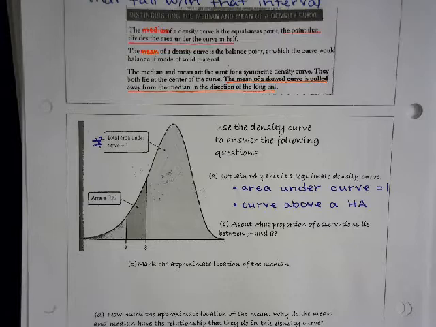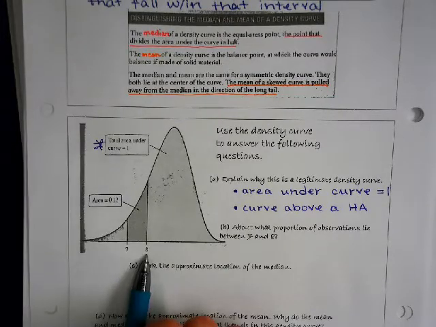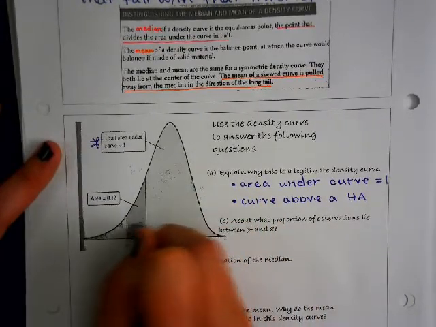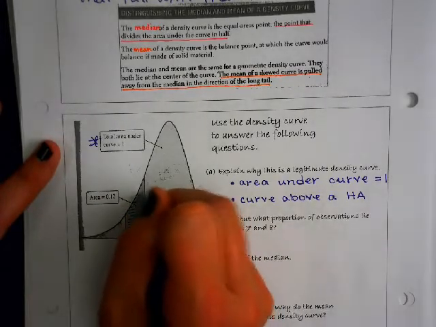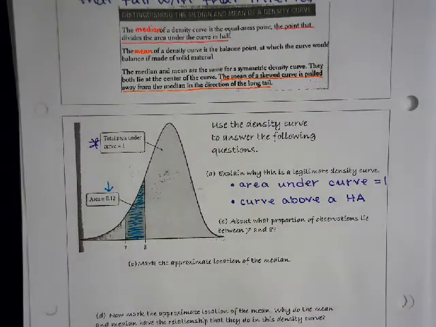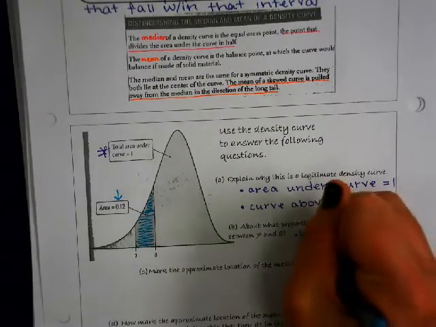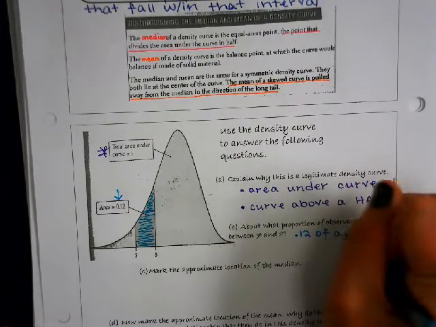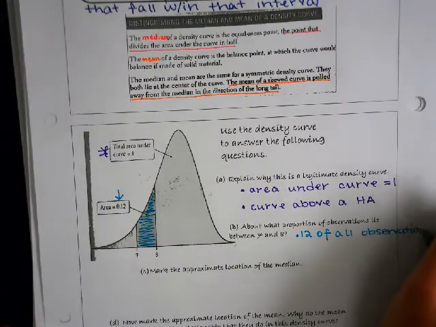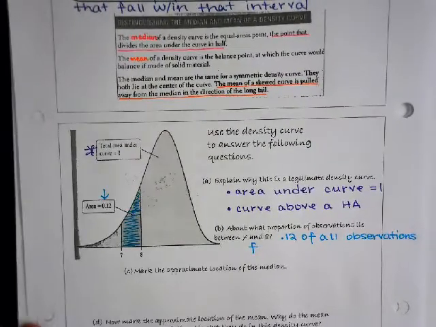All right, part B, about what proportion of observations lie between 7 and 8. Here's 7, here's 8. The proportion of observations would be the area under the curve in between those values. It was shaded darker, but it was kind of hard to tell in the black and white, so I shaded it in a little more. They tell us right here the area is 0.12. So 0.12 of all observations fall between 7 and 8.